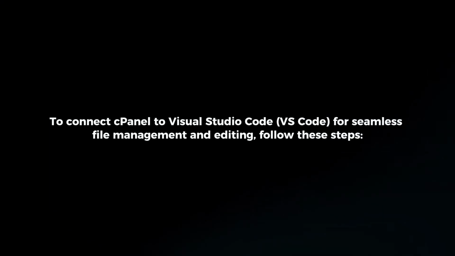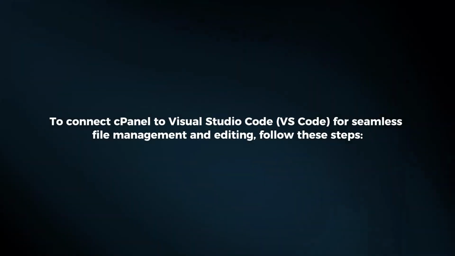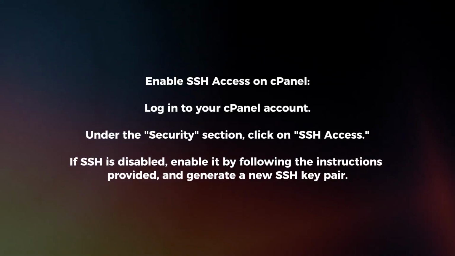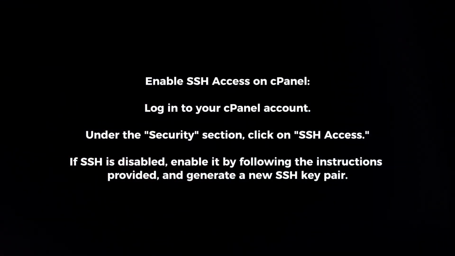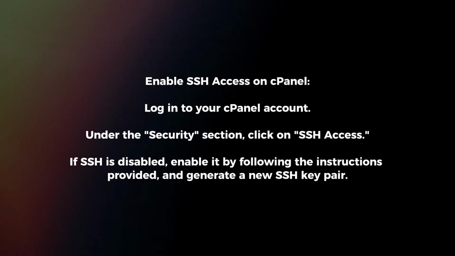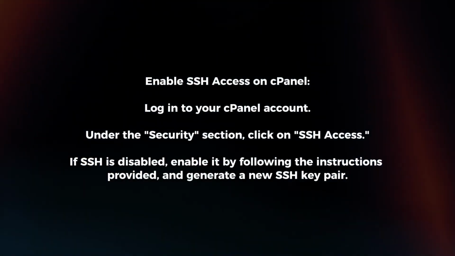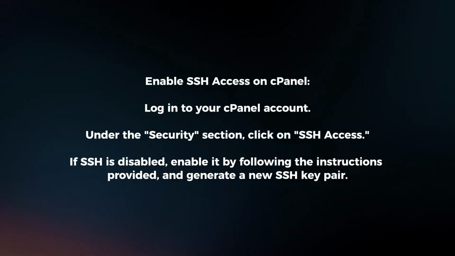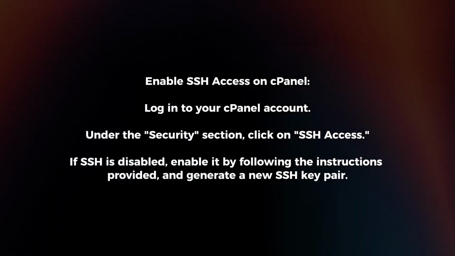To connect cPanel to Visual Studio Code for seamless file management and editing, follow these steps. Enable SSH access on cPanel. Log into your cPanel account. Under the Security section, click on SSH access. If SSH is disabled, enable it by following the instructions provided, and generate a new SSH key pair.